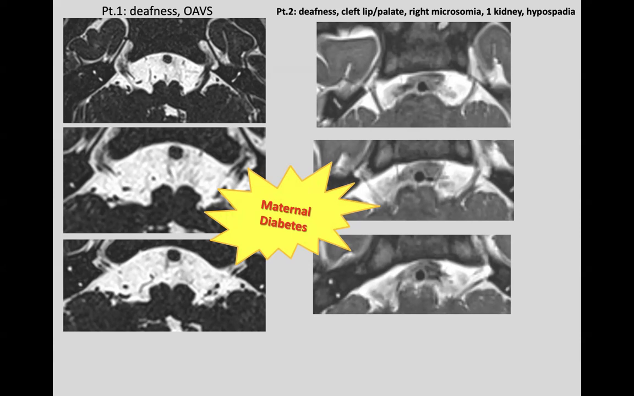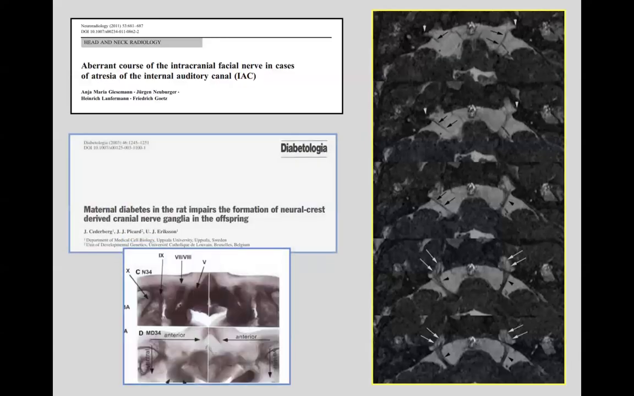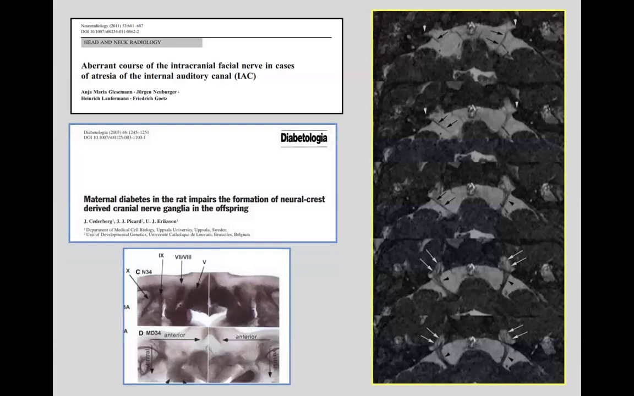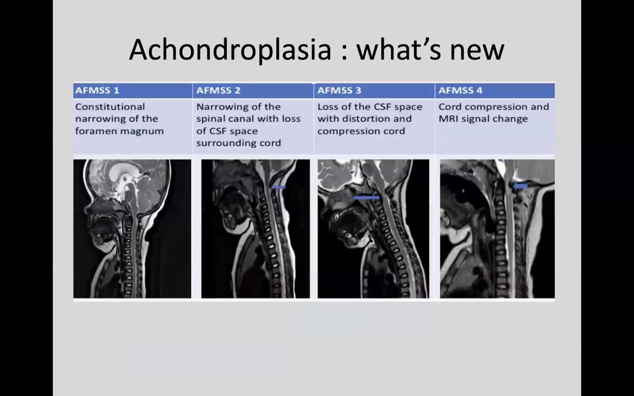So remember that this can be a factor, and there are murine models that explain this association between maternal diabetes and abnormal cranial nerves. This appearance of the cranial nerves was reported in some papers, as in other papers about Goldenhar. So it's known more or less, but the association with maternal diabetes is quite new, and again will be associated with craniofacial abnormalities as per the syndromic association.